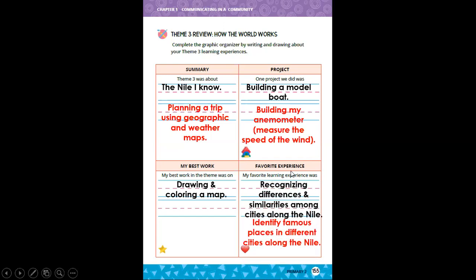And our favorite experience was recognizing differences and similarities among the cities along the Nile. We said that cities along the Nile have some differences and some similarities. Also, we identified famous places in different cities along the Nile. Do you remember? Aswan, Luxor, Alexandria, Asyut, Cairo, Giza. We mentioned many famous places in these cities.